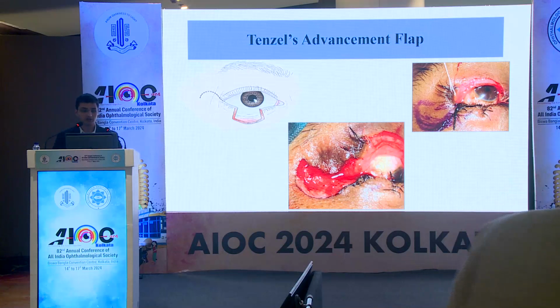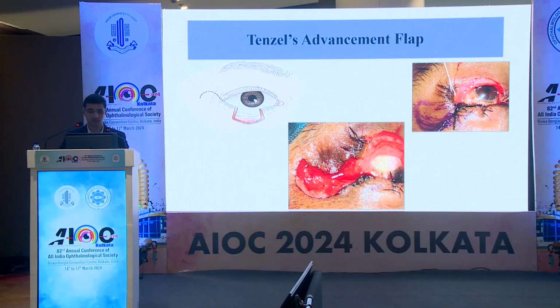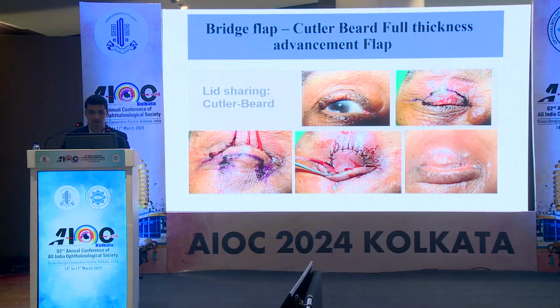So what is the tensile advancement flap? It can be seen from this image. This is done for either a lower eyelid or upper eyelid defect, in which we create a semicircular incision and advance the skin for closure. This image shows the Cutler-Beard flap, which is the bridge flap for a full thickness advancement flap. This is done commonly for upper eyelid defects in iatrogenic cases.